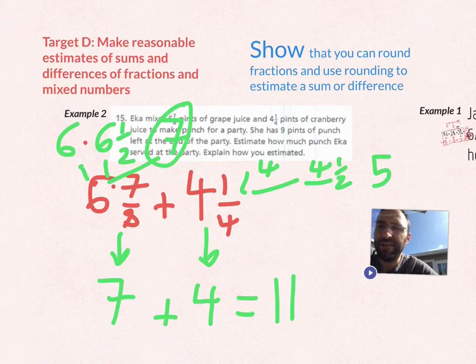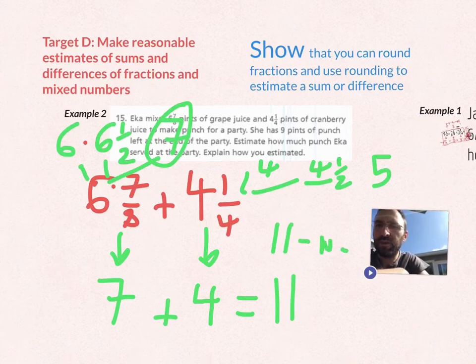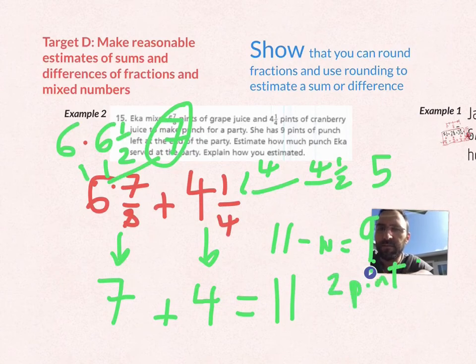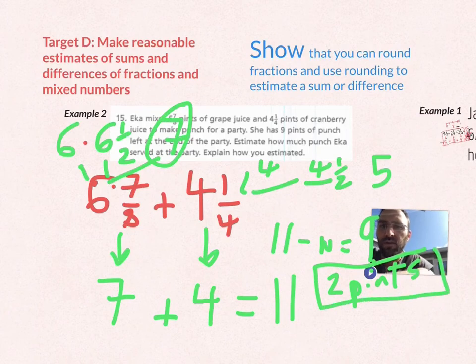Okay, so if she made 11 pints of punch, and then she has 9 pints left, then we're trying to find out how much she served. It looks like this: 11 minus what equals 9. So if you count up from 9, 9, 10, 11, then you can see that she served 2 pints. So our estimate is 2 pints.